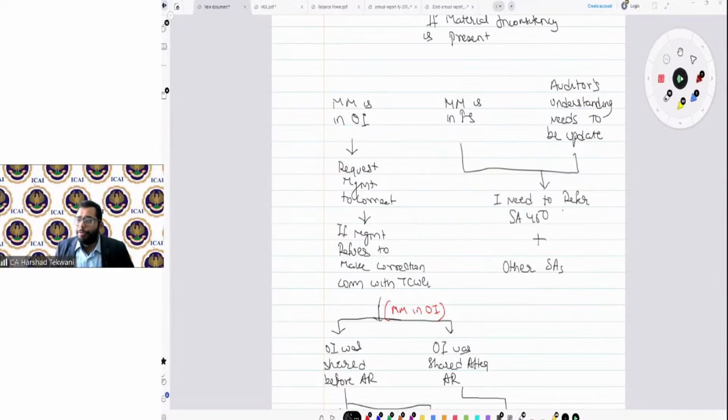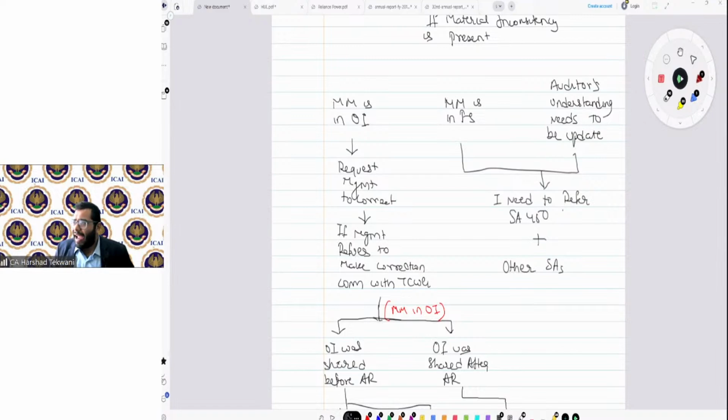Then I might need to obtain more audit evidence. I might need to perform more audit procedures. I need to change my opinion. A lot of things which are already there in SA 450. And accordingly, I need to take further steps.